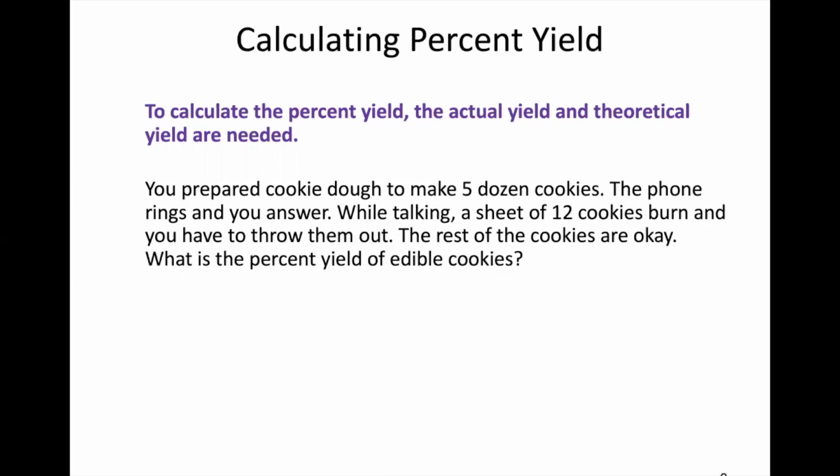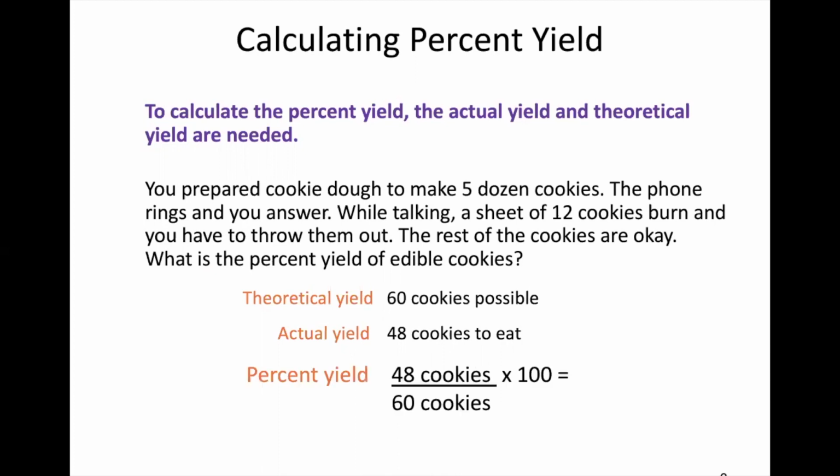So what's your percent yield of edible cookies? Theoretically, 5 times 12 is 60. So we thought we were going to get 60 cookies out of this batch. We burned 12, so that left us with only 48 to eat, which is still a lot of cookies. So you would use Angry Tigers P or ATP. Actual over theoretical, which you predicted, times 100 to make it a percentage. And you should get 80%, which is not bad.